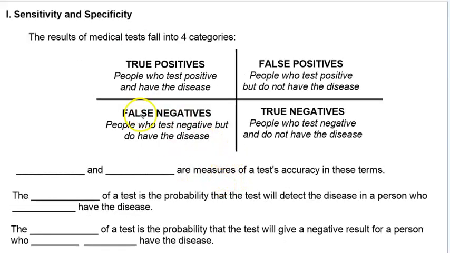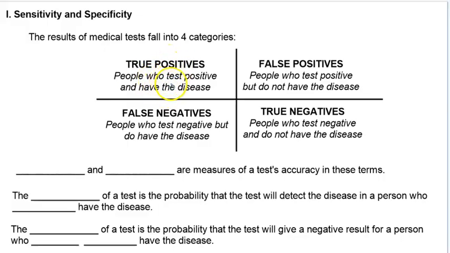So we're going to talk about two terms in light of this lesson on medical testing. The first term you'll hear is sensitivity, and then we'll talk about specificity. What is that referring to when it comes to medical testing? Well, first of all, let's talk about four possibilities. The results of medical tests can basically fall into one of four categories.